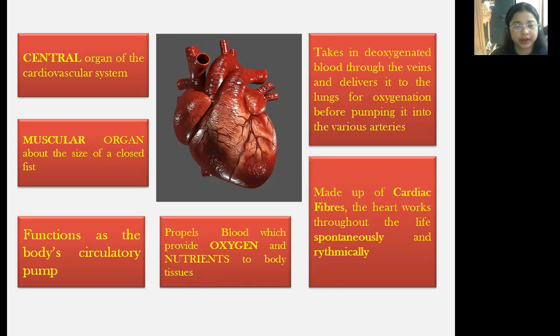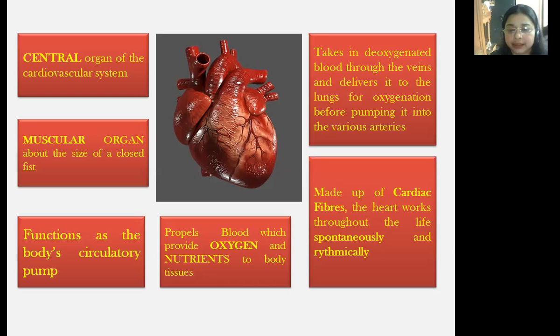Spontaneously, it generates rhythmicity or rhythmic pulsation by subsequent contraction and relaxation. This contraction and relaxation is repeated in phases and thereby originates the pulsatile pumping action of the heart. It functions as the body's circulatory pump and propels blood, which provides oxygen and nutrients to body tissues, to various parts of the body, to various organs.